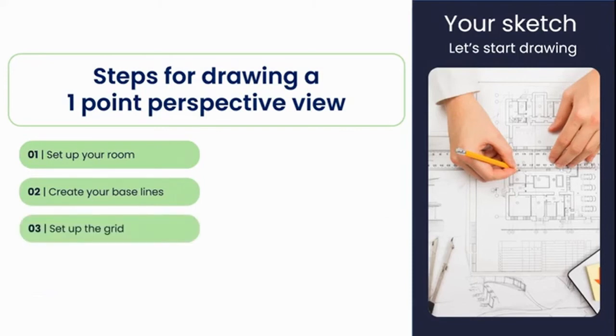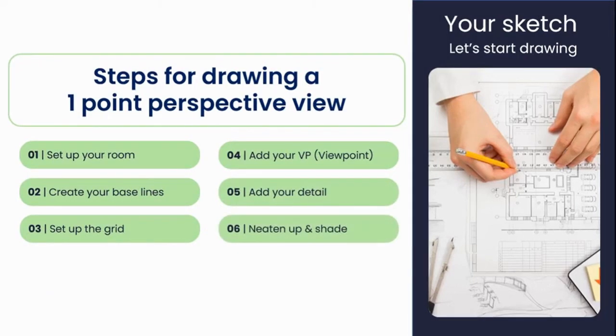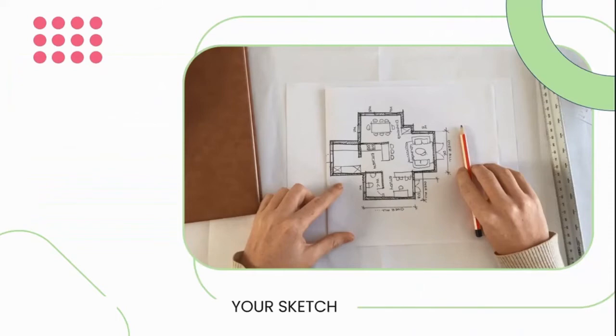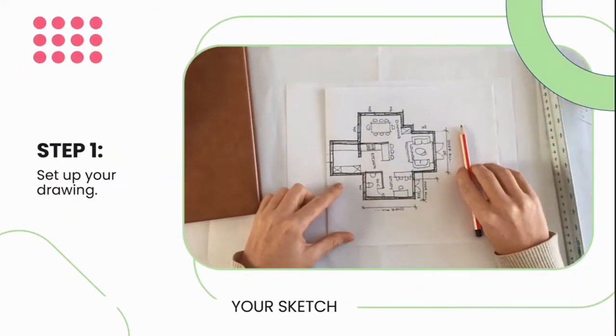Step 3, we will set up our grid. Step 4, we will add our viewpoint. Step 5, we will be adding all of our detail. And lastly, step 6, we will neaten up and shade. Let's look at step 1. We will set up our drawing. As you can see, we're using Claire's bathroom from our lesson 2 brief.